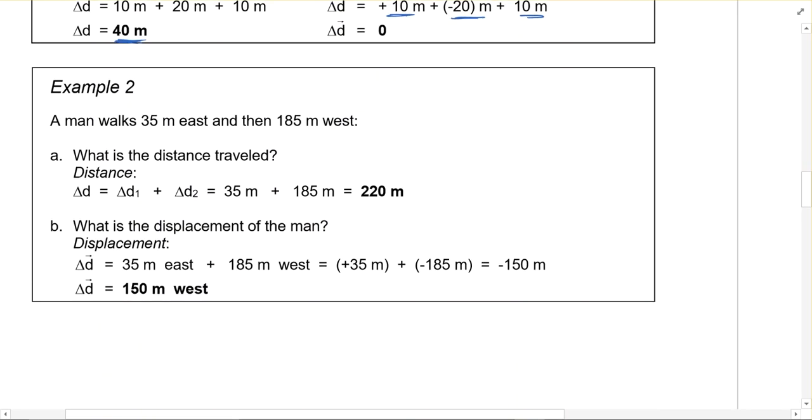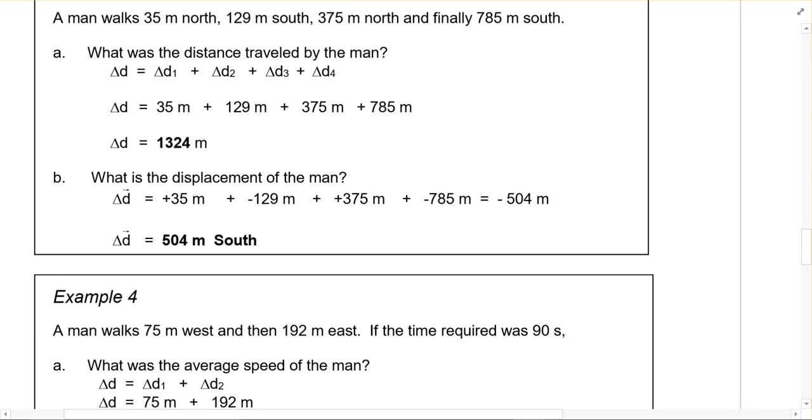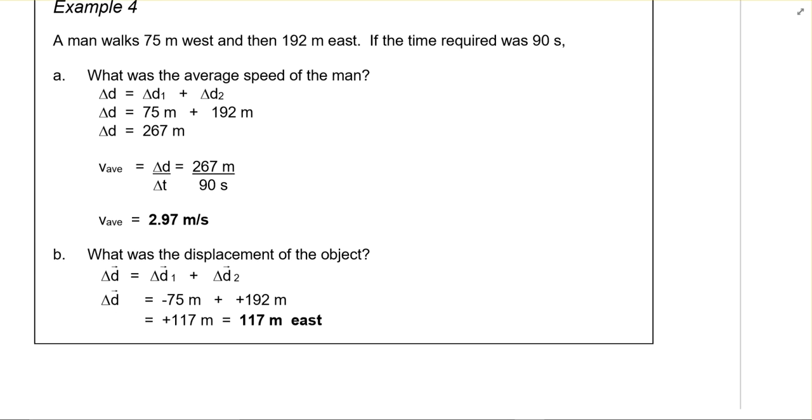Okay, so I'm actually going to skip number 2. I'm going to let you guys look through that. It's similar to the one we just did. And number 3. Number 4, I'm just going to draw your attention to, to make sure that you're on the right track. It says a man walks 75 meters west and then 192 meters east, so similar to above. This one brings up time. It says if the time required is 90 seconds, what was the average speed of the man? If this is looking for average speed, remember speed is also just a scalar. So what we need to do is figure out our distance and then use our formula.